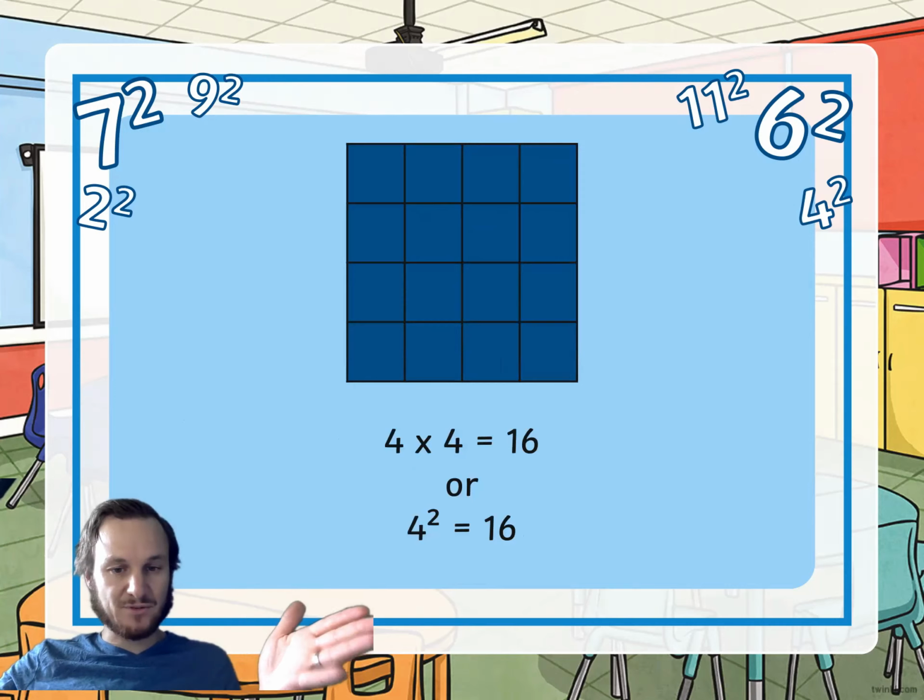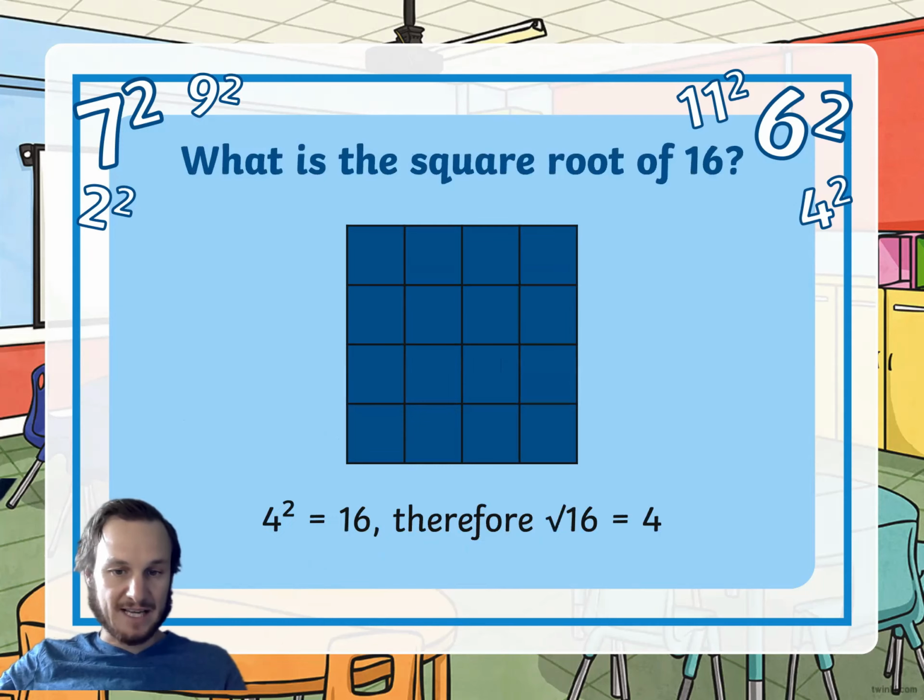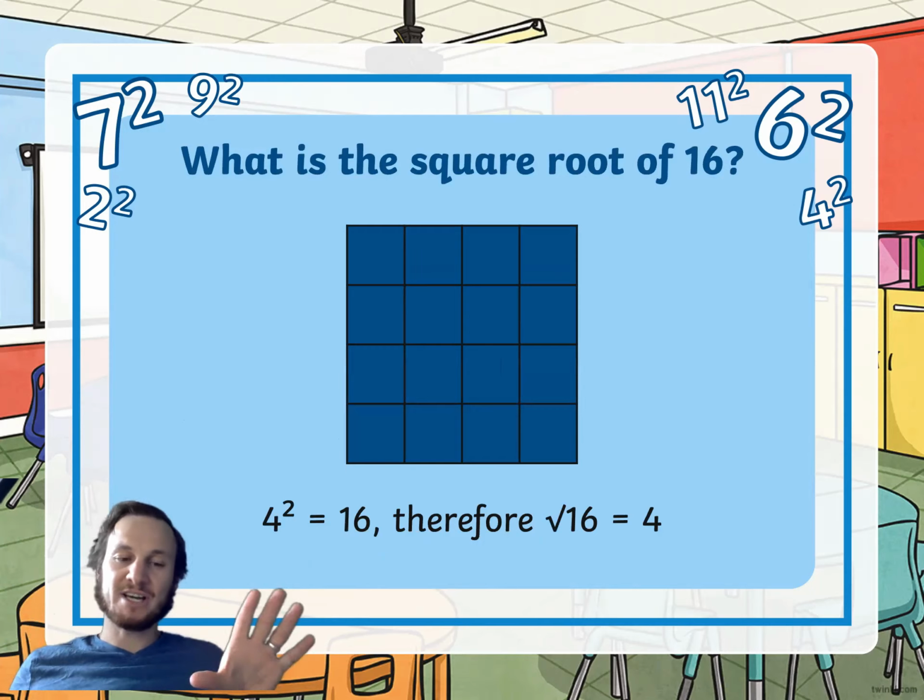So 4 times 4 is the same as 4 squared. You just times it by itself, like that one there. So 4 squared is 16. And also the square root of 16 is 4. Remember, don't get too confused with square root.